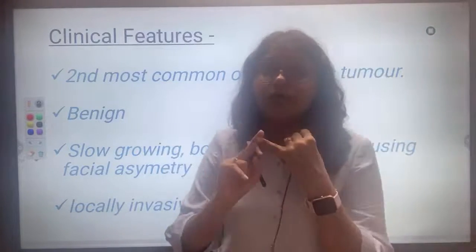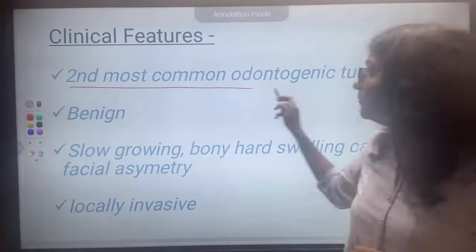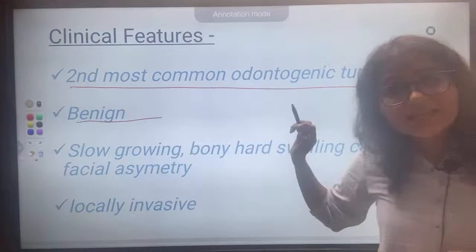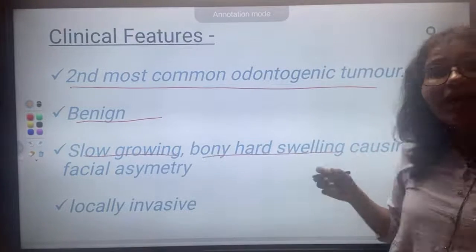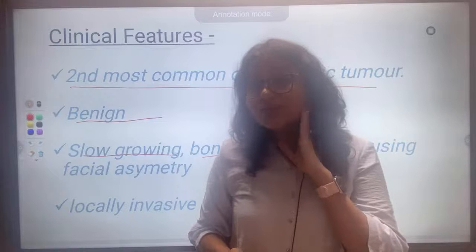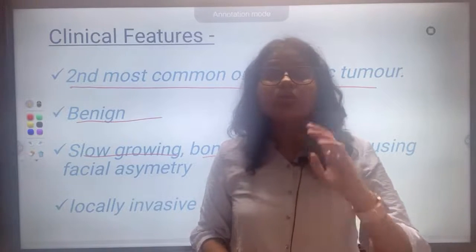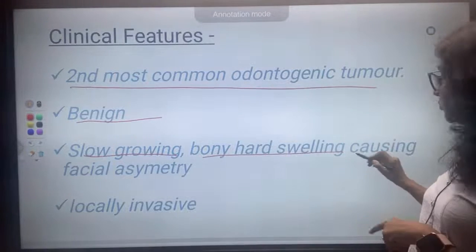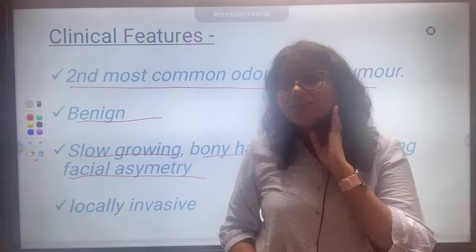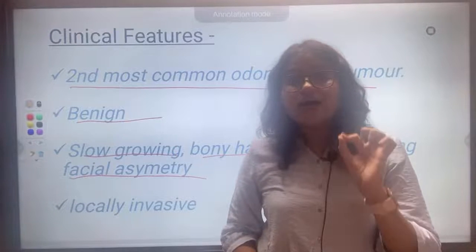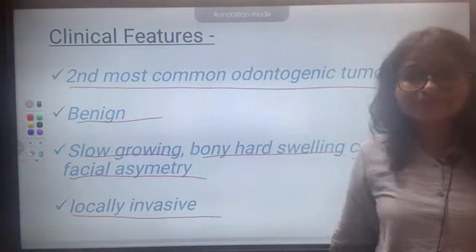Okay, so we have already seen it is the second most common odontogenic tumor, benign, we know it's a tumor, it is slow growing, a bony hard swelling. How will the patient come? You will see a swelling mostly in the mandible area, not always in this area, but yeah, this is the common site. So bony hard swelling will be the problem of the patient, facial asymmetry, right? He'll come saying that swelling has appeared here, right? So the bony hard swelling causes facial asymmetry. Fine. Then it is locally invasive.